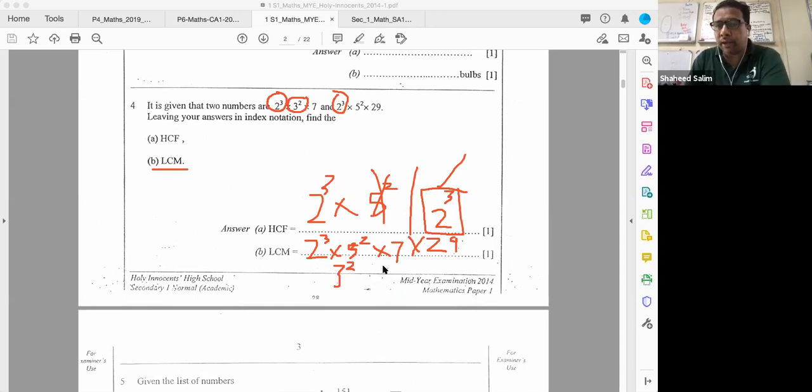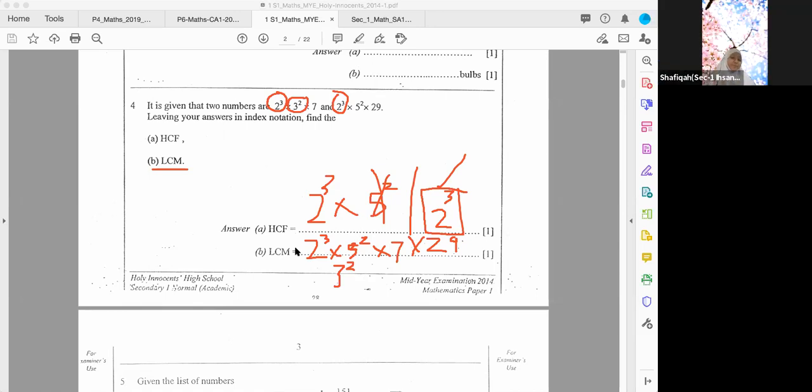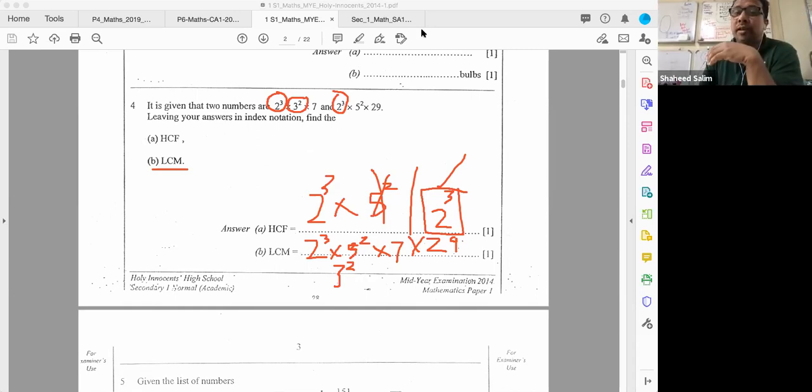Shafika, are you okay? Shafika? You say you're okay, but you have not given me the answer. Shafika, which part you're confused? Tell me. Which part you're confused? Shafika, which part you confused? HCM. HCF. There's no such thing as HCM. HCM will never be ending.